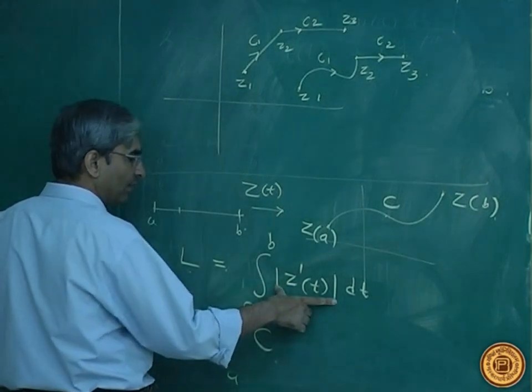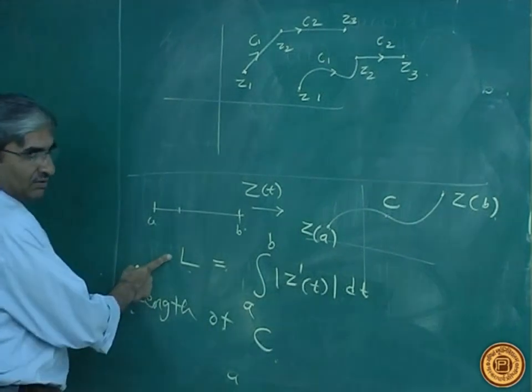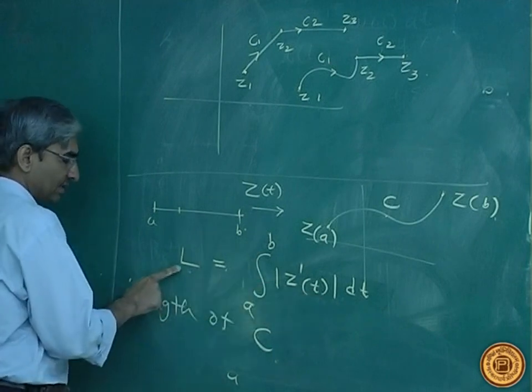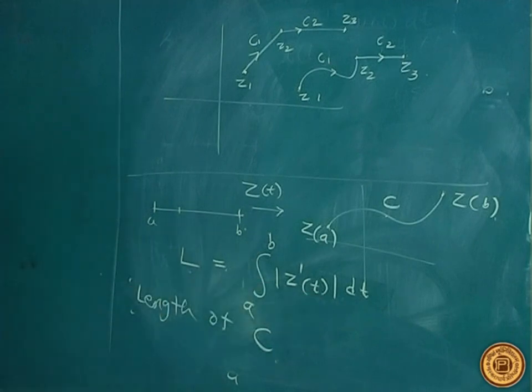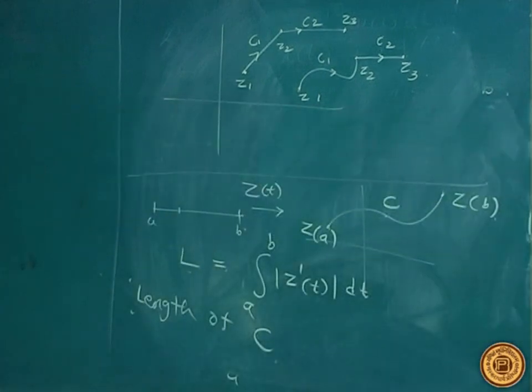But since you have taken the modulus, this is a real quantity anyway. So length is a positive real number, because it is an integral of a positive function. So it's a positive real number. Length of the curve, arc length. You are already familiar with that.